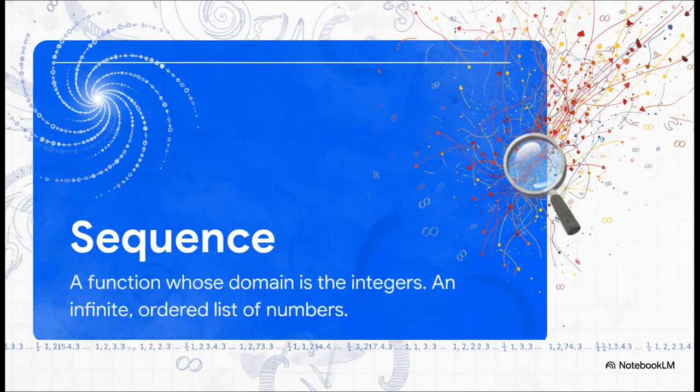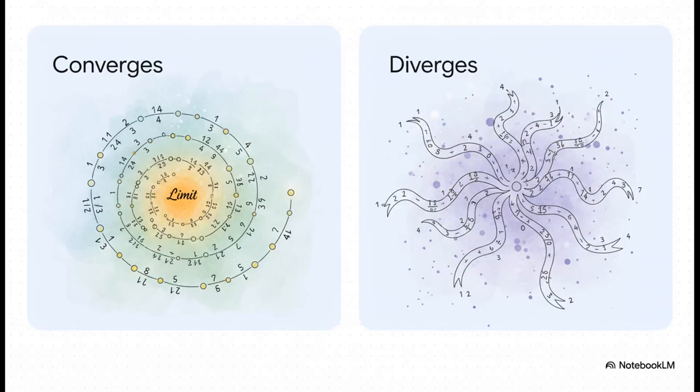Okay, so the official textbook definition is a little stuffy, right? A function whose domain is the integers. But here's what it really means. It's just a list of numbers. That's it. A list that has a specific order and goes on forever and ever. Now, every single sequence out there has one of two fates. It either converges, which is a fancy way of saying it settles down and gets closer and closer to one specific number. We call that number the limit. Or it diverges. This is the wanderer. The numbers never pick a destination. They just roam around forever.